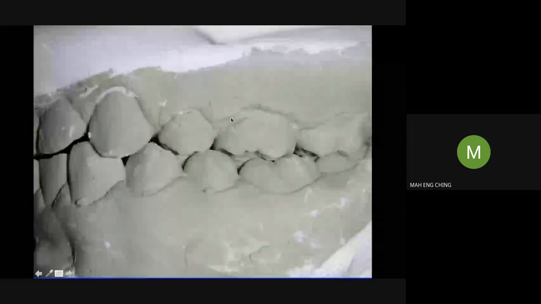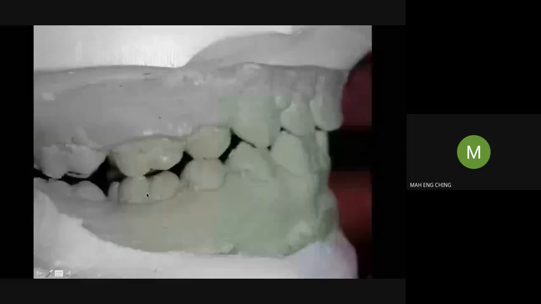Compared to the right side, this one is considered imperfect interdigitation. Even though they're class 2, these cusps do not fall into the embrasure. They don't have the zigzag occlusion. So this one will give them 2G.